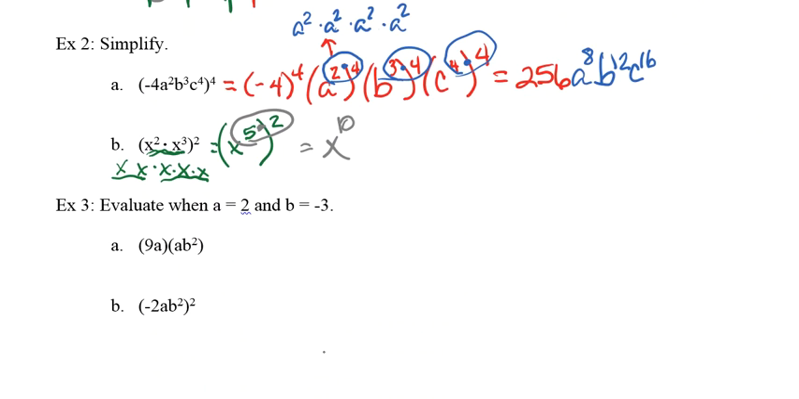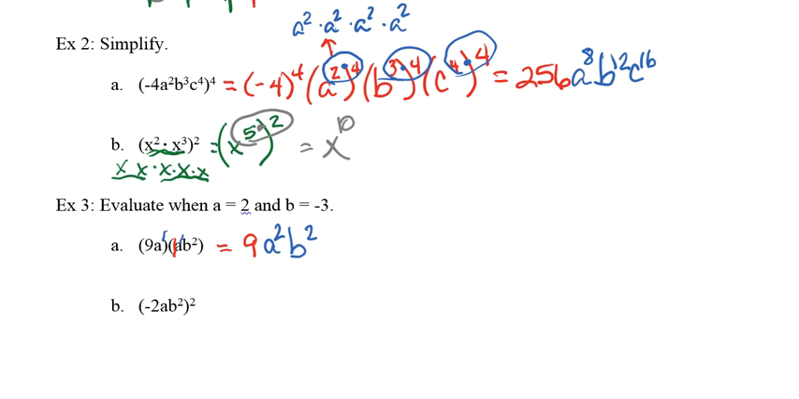In example 3, what they're asking us to do is go ahead and combine our expressions as we've done in examples 1 and 2, and then put in a 2 for the a's and negative 3 for the b's. So we have 9 times the invisible 1 to start with. I have a to the first and a to the first, so I have a to the second. I only have b to the second in the second term, so it's going to stay the same.